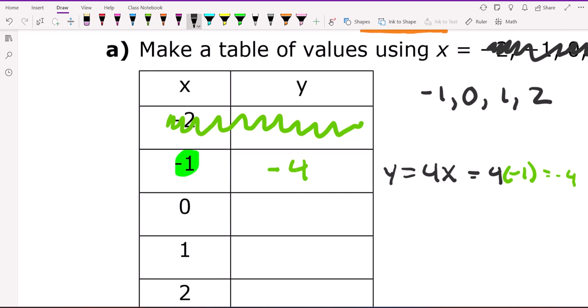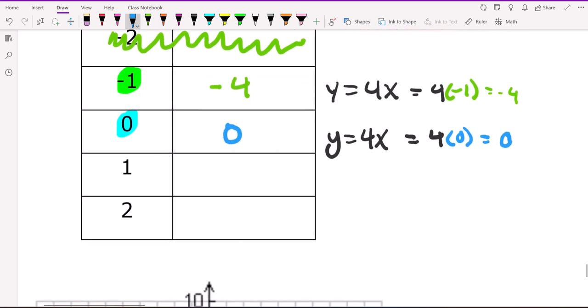Okay, let's do blue this time here. y equals 4x is our relationship equation we're given. Where we see an x, we replace it with our value. What do we get out? 0. 4 times 0? 0.